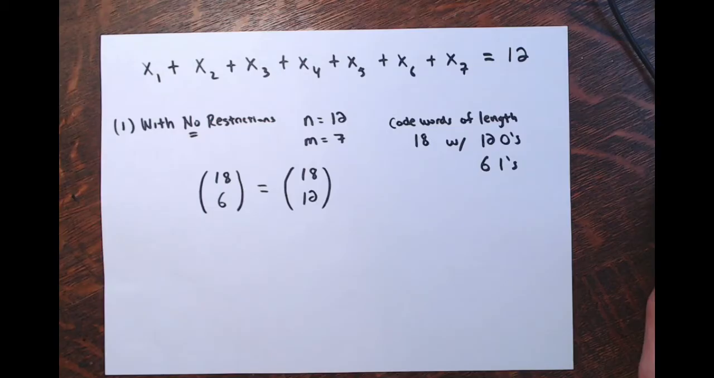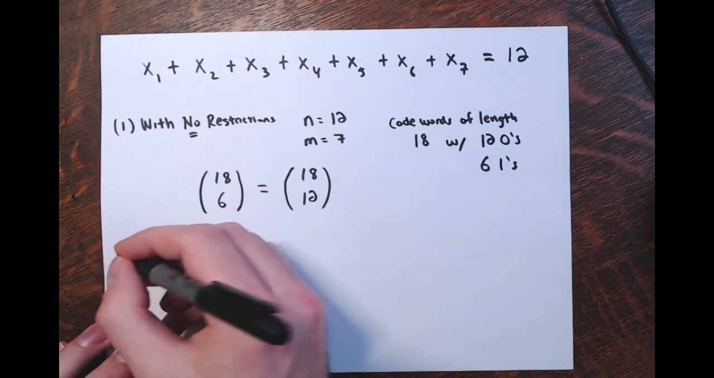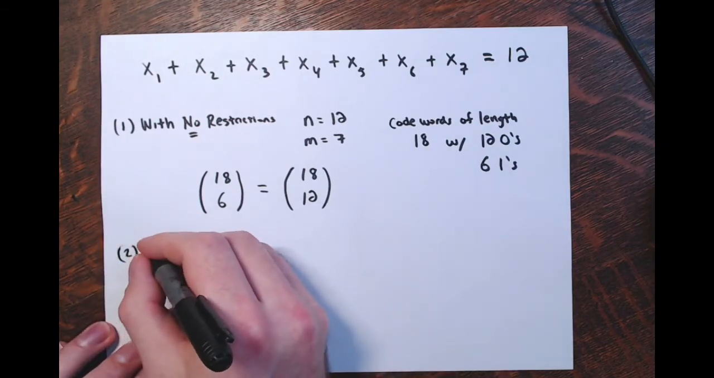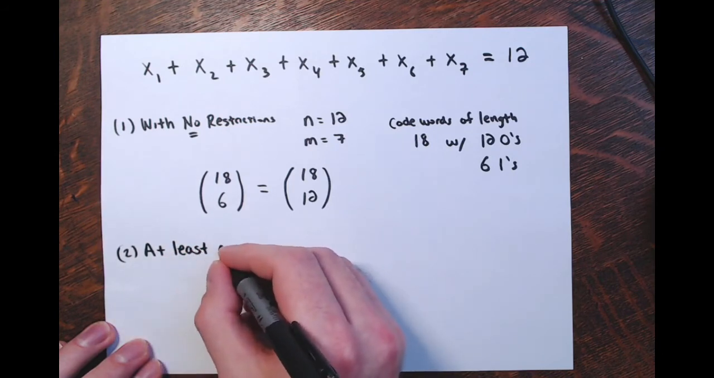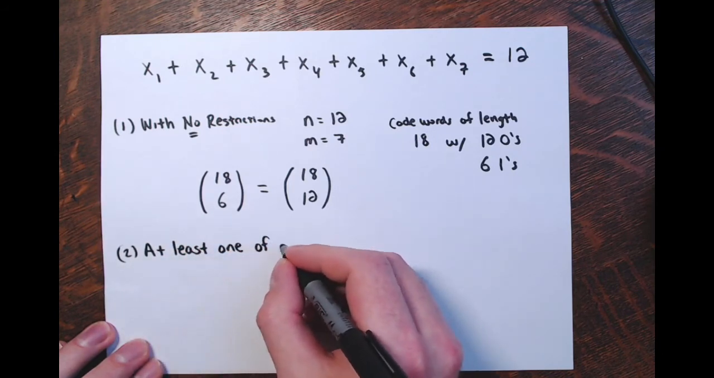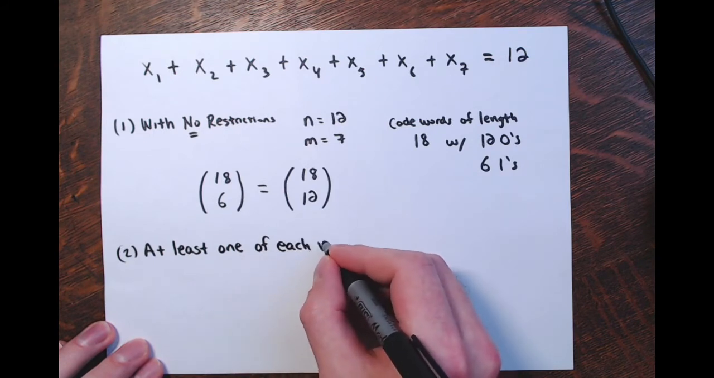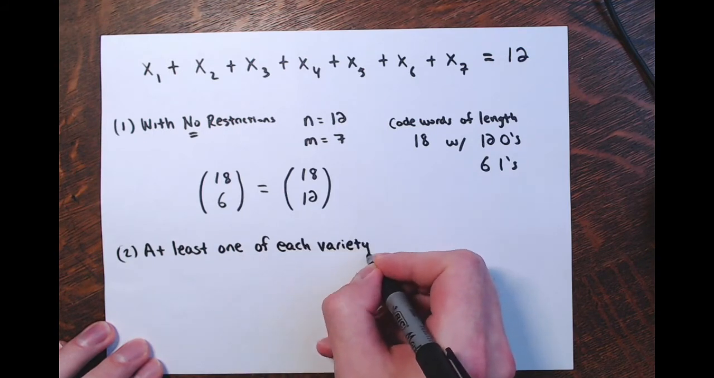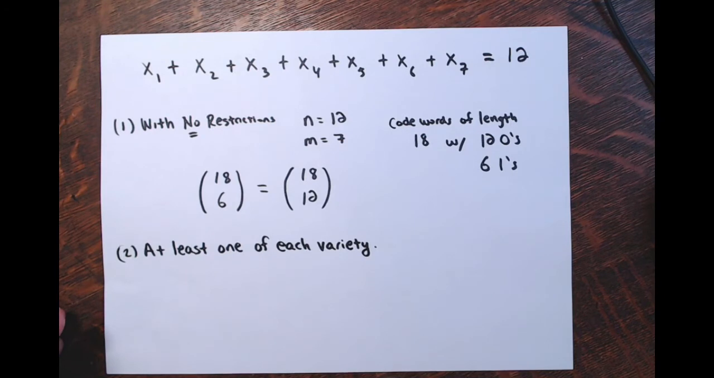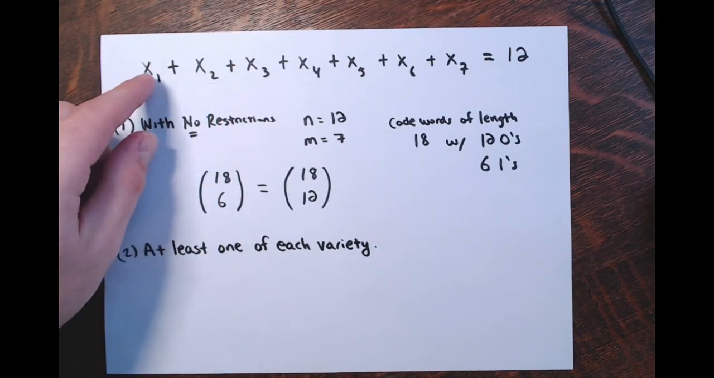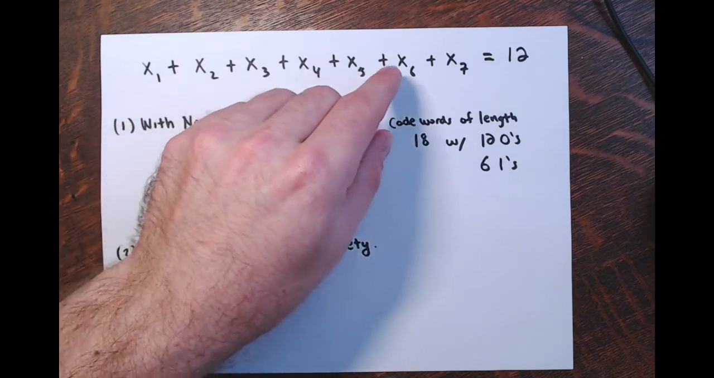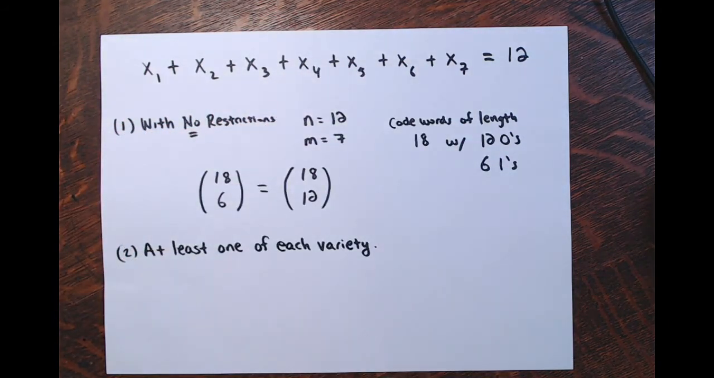All right, so back to my paper now. This is part two. At least one of each variety must be chosen. So let's make that happen. I'm going to take one of each of those seven varieties.